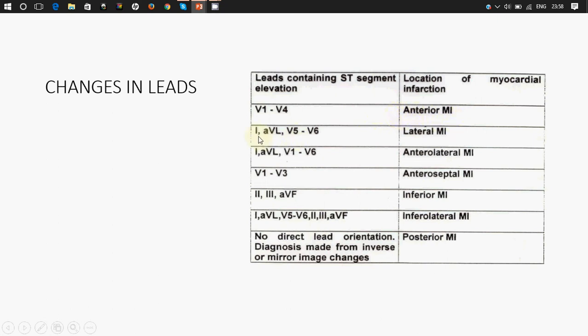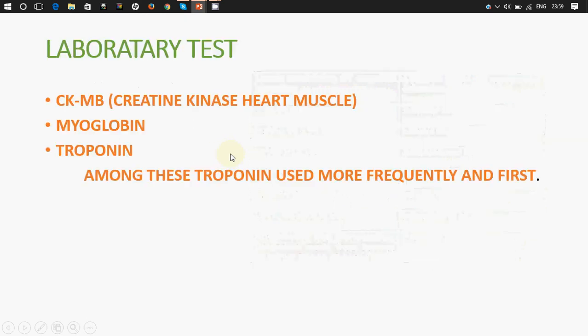If the ST segment elevation is in lead 1, AVL, V5, V6, that is lateral wall MI. If you see lead 1, AVL, V1 to V6, that is anterolateral MI. If the ST elevation is in V1 to V3, anteroseptal MI. If the elevation is in leads 2, 3, AVF, it is inferior wall MI. Then if the ST elevation is in 1, AVL, V5, V6, 2, 3, AVF, it is inferolateral MI. This is not that important for you, but for your information. So different leads will help you identify in which area the MI is present.